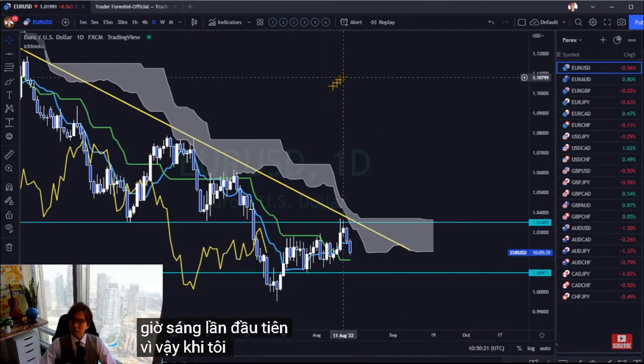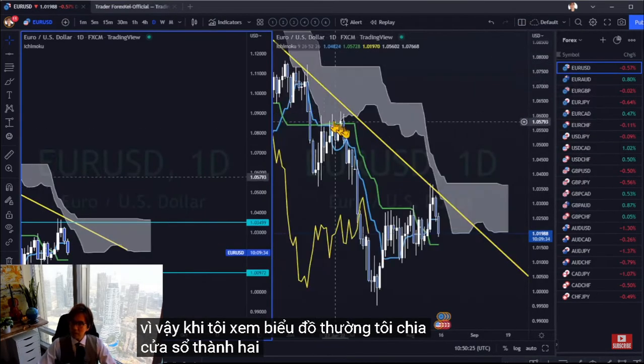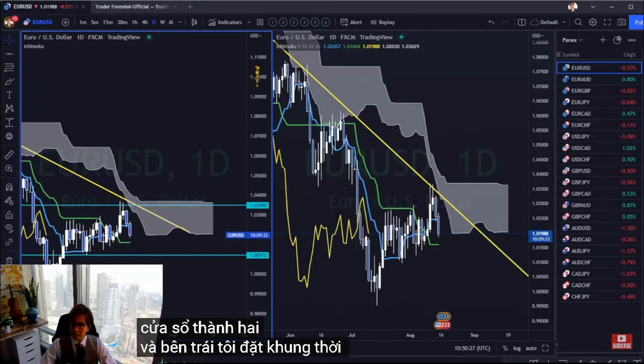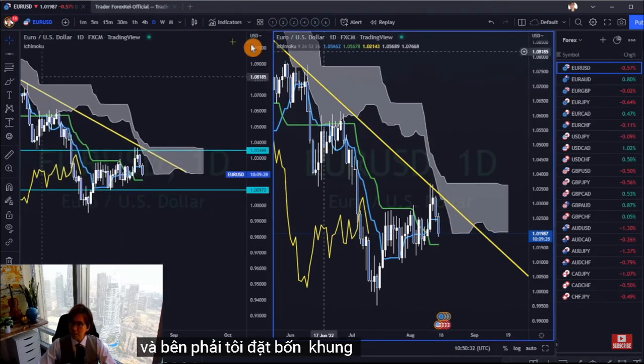When I screen charts, usually I split the window into two. On the left, I place the daily time frame, and on the right, I place the 4-hour time frame.